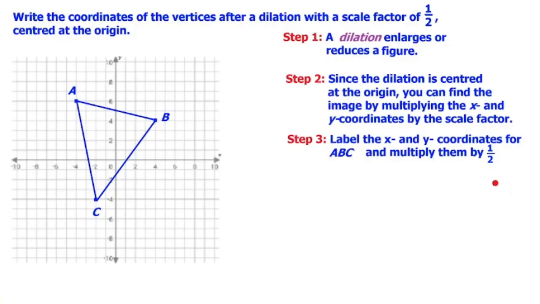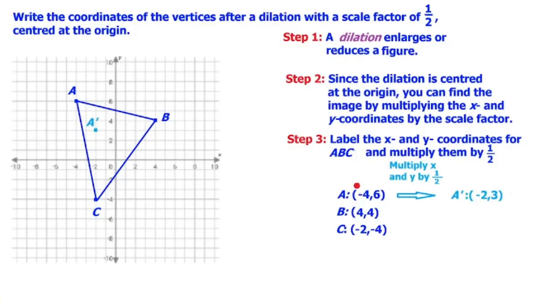So A is at -4, 6, okay? And B is at 4, 4, I can see, right? So it's at 4, 4, right? X and Y. Now C is at -2, -4. So now we can multiply x and y by a half. So let's do that.